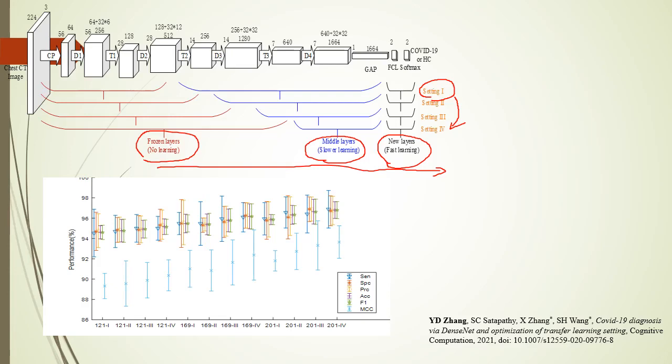And finally, we tested 3 different variants of DenseNet: the 121, the 169, and the 201. The 3 variants times the 4 settings, so in total we tested 12 different combinations, and we find that the best is the 201 plus setting 4. These results were reported in Cognitive Computation.